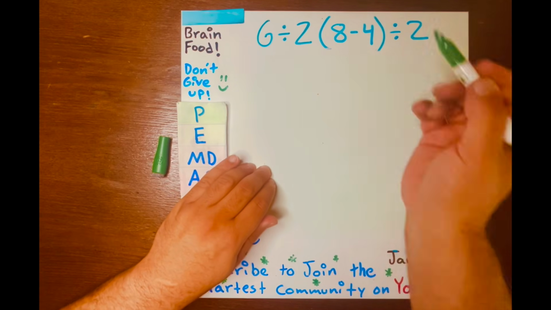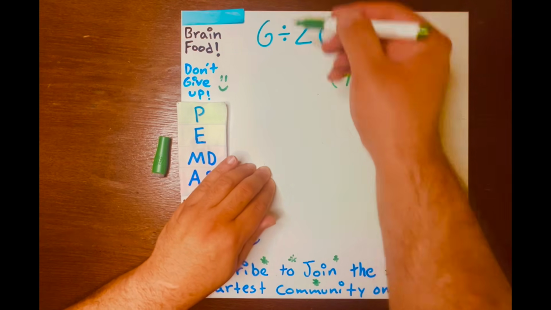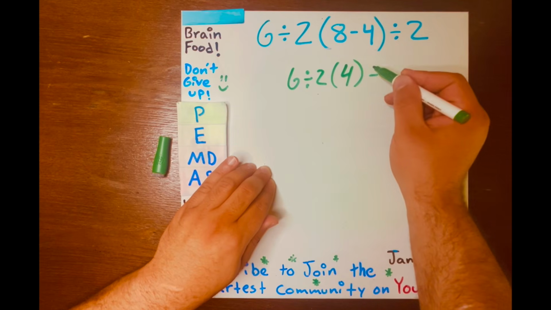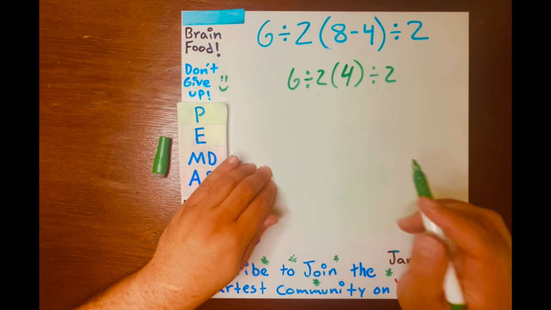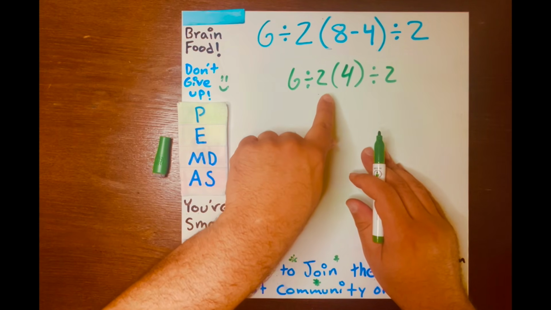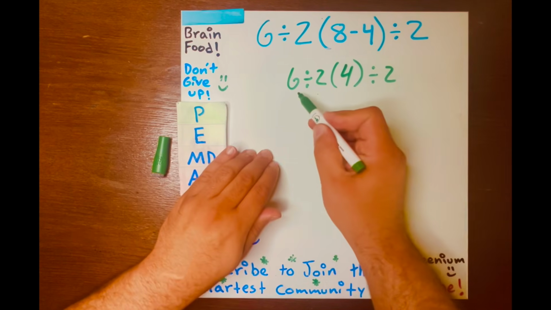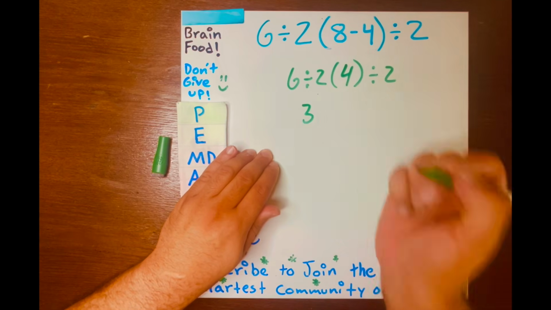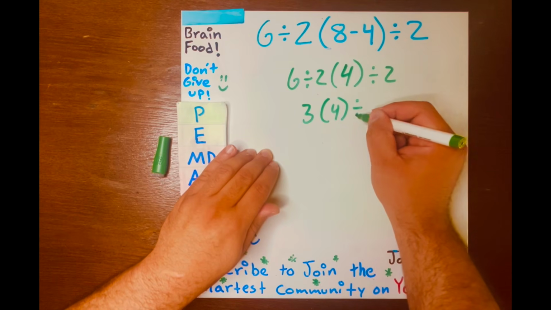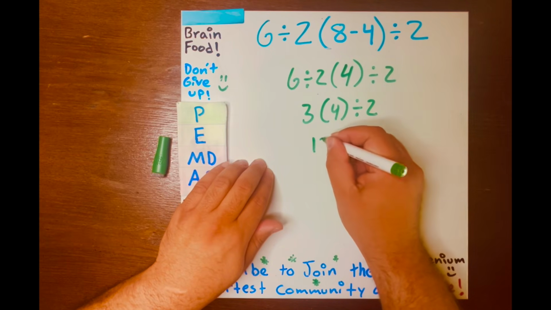So we start with 8 minus 4, which equals 4. Keep the parentheses. Next, drop the 6 divided by 2. Also drop the divided by 2 on the right side. Next, 6 divided by 2 goes first, not 2 times 4, because you solve the math problem from left to right. So 6 divided by 2 equals 3. Drop the 4 in parentheses, divided by 2, and then 3 times 4 is 12.